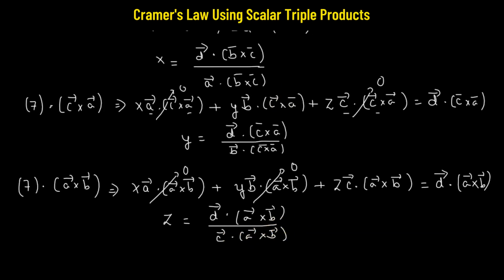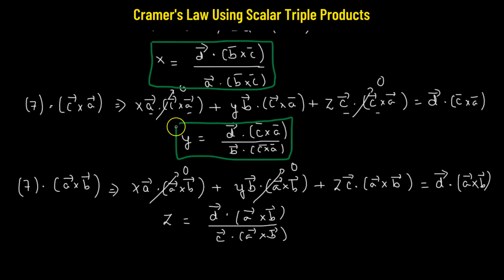Right. So therefore, we have obtained the value of x, we have the value of y, and we have z. And these values establish Cramer's rule by using vectors, which can be used to solve the system of linear equations.